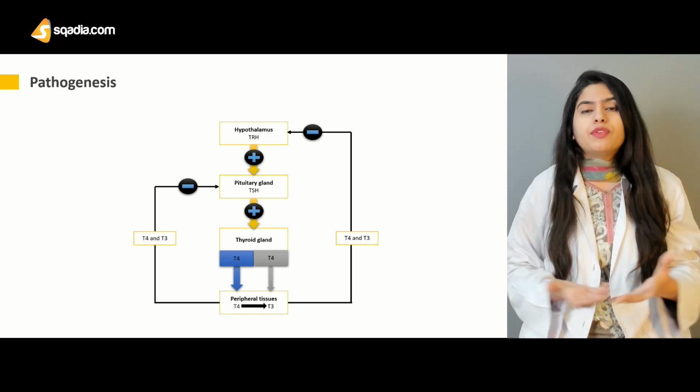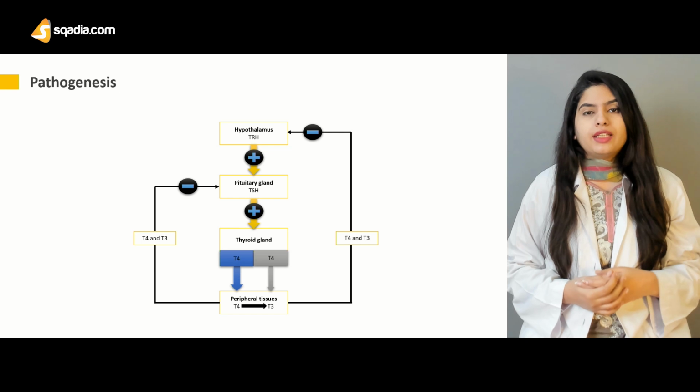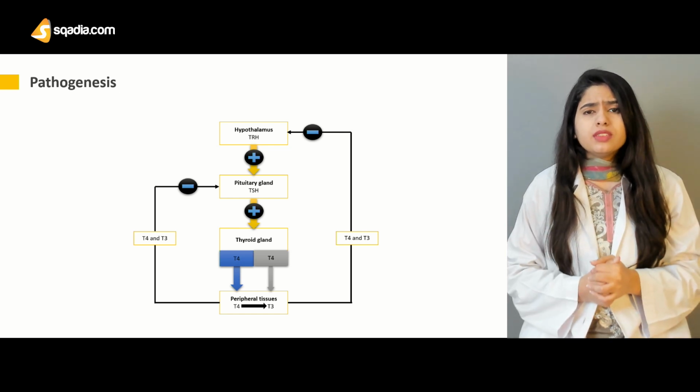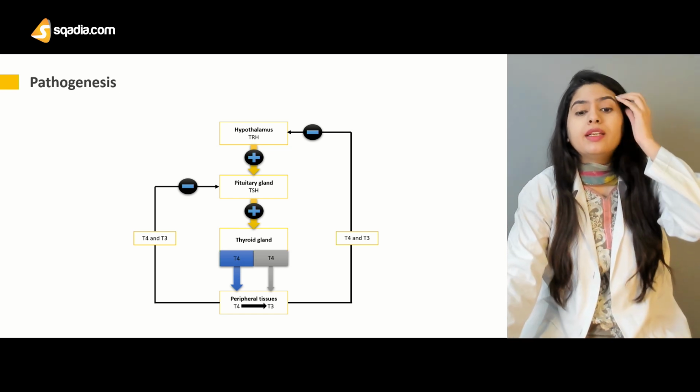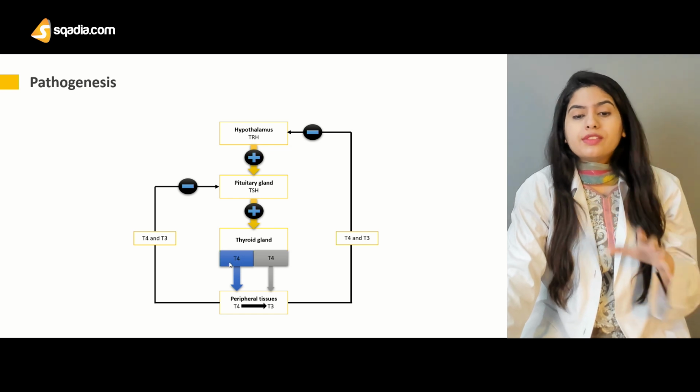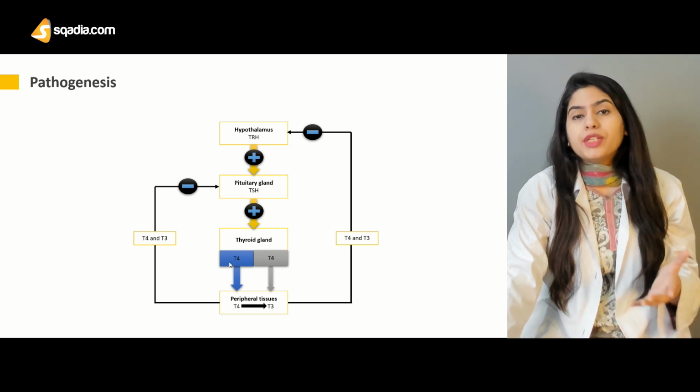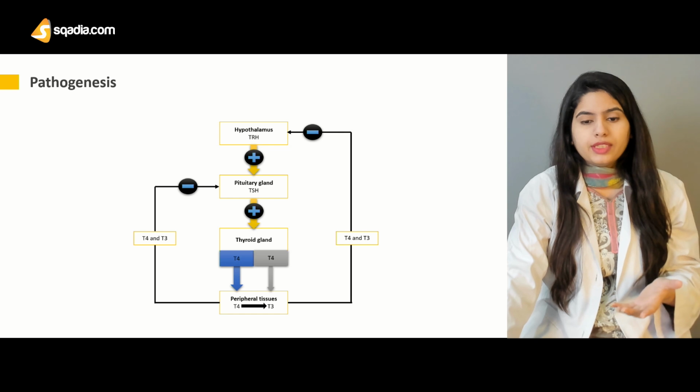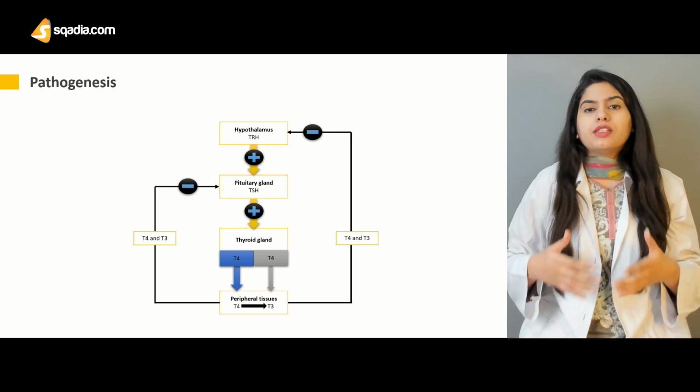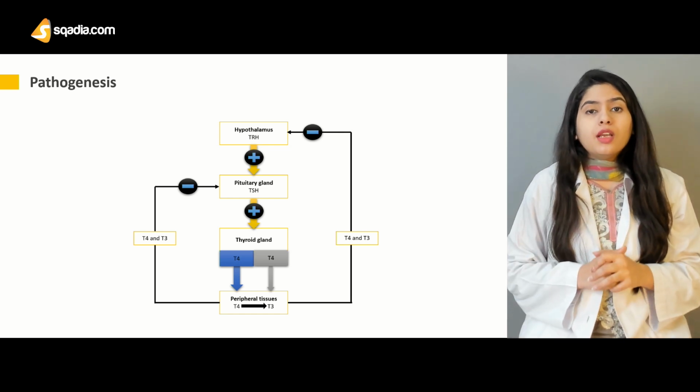There is some kind of infection or inflammation that is causing death of the cells of the thyroid gland. Due to all of these reasons, the thyroid gland may not be able to produce the thyroid hormone. That leads to a decrease in the T3 and T4 level inside the body.